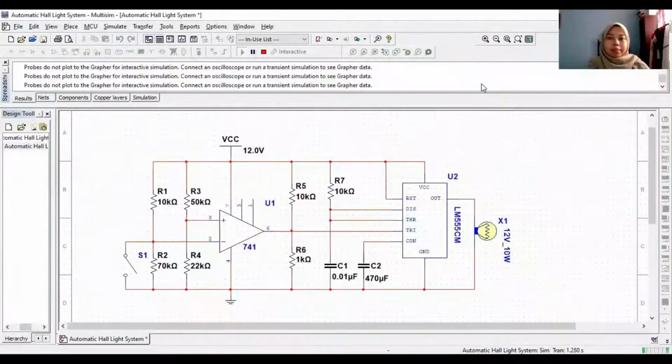Since the inverting terminal of the OP-AMP is at a high voltage compared to the non-inverting terminal, the output of the OP-AMP is at logic high. When the timer IC receives a high logic input, this will fail to trigger the timer. Thus, there will be no output from the timer, causing the bulb to turn off automatically.